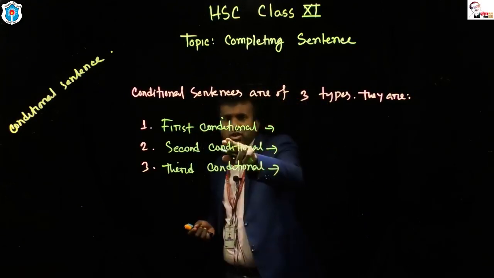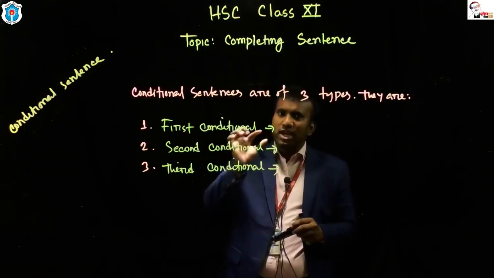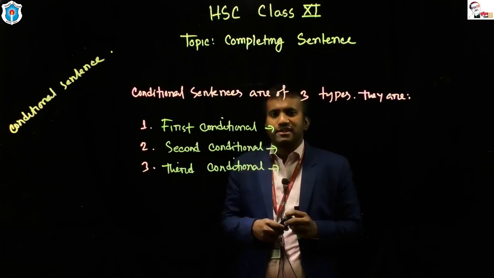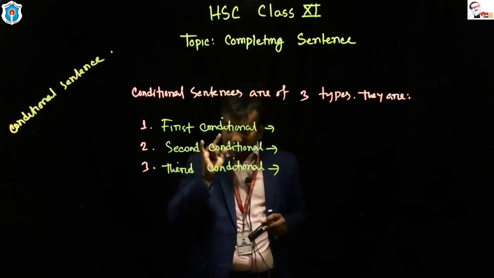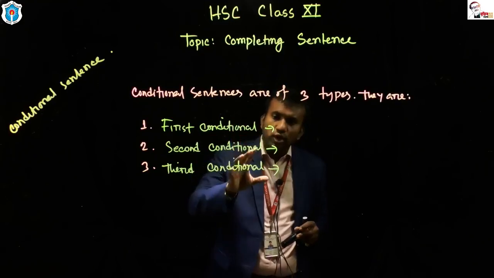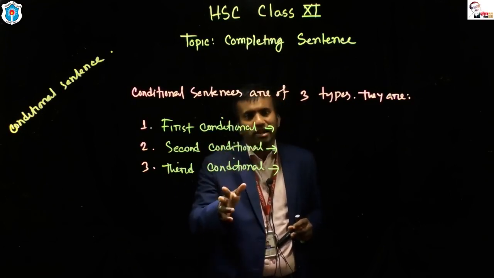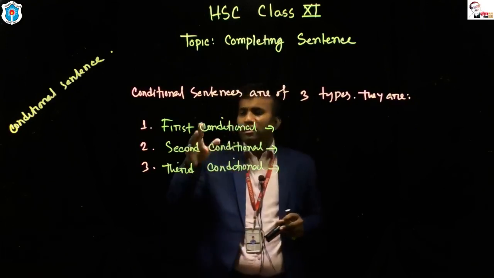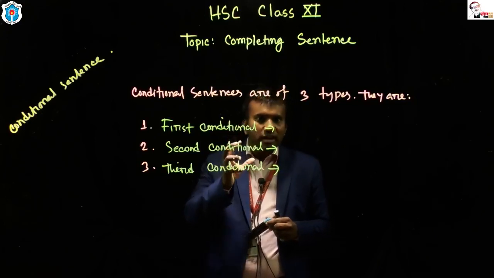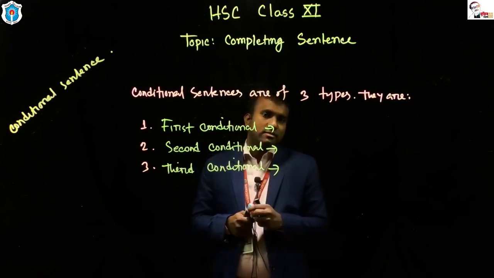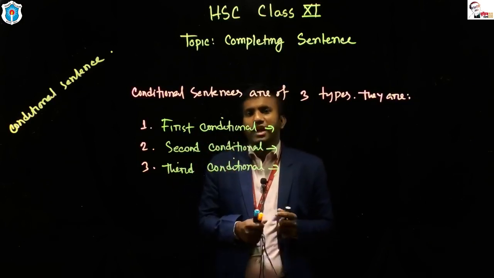In first conditional, two tenses are used. In second conditional, two tenses are used. In third conditional, two tenses are used. Okay. So in total, we need six tenses for conditional sentence. The tenses used in first conditional are not used in second or third conditional. The tenses used in second conditional are not used in first or third conditional. The tenses used in third conditional are not used in first and second conditional. So we have to be really alert in terms of using tenses related to conditional sentence. So first conditional contains two tenses, second conditional contains two tenses, third conditional contains two tenses.